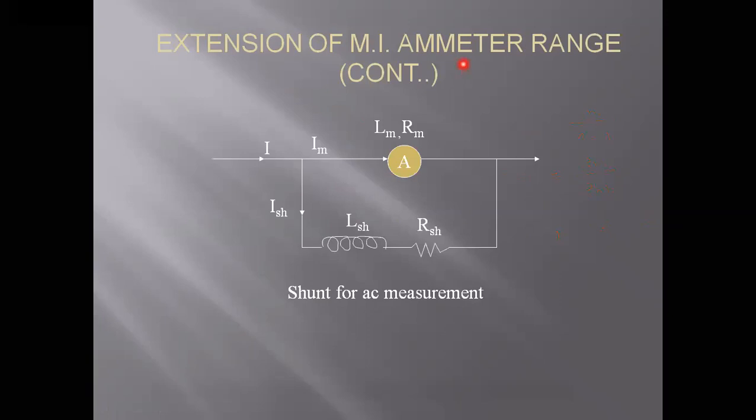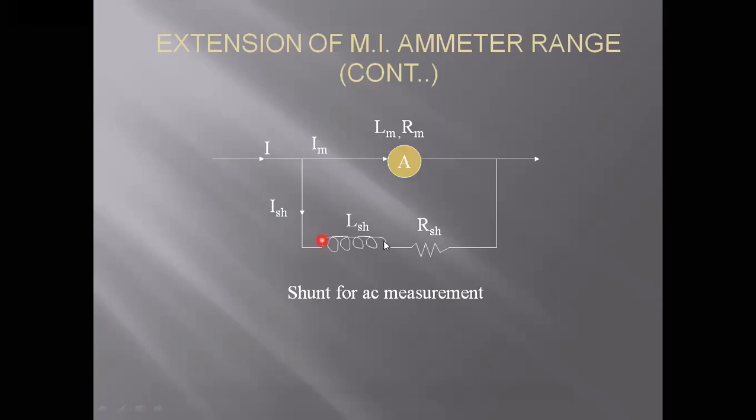Now, let us see for AC measurements how to extend the range of MI ammeters. Now, when MI comes, inductance of the coil comes into picture. Why? Because AC currents are flowing through the meter. So, when AC currents are flowing through the meter, instead of just mentioning the resistance of the meter, we are also mentioning the inductance of the meter. So, Lm is the inductance of the meter.